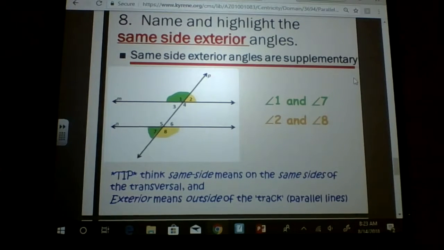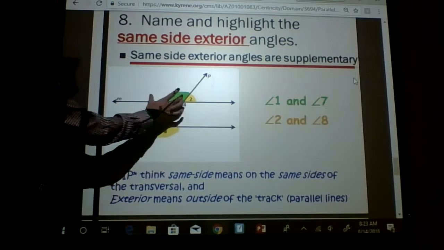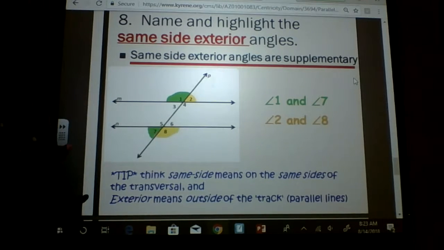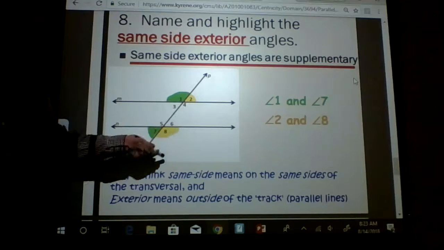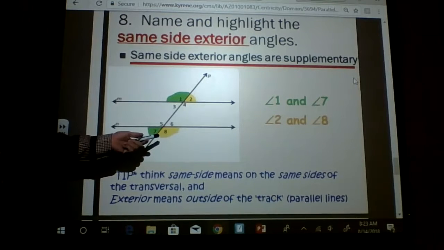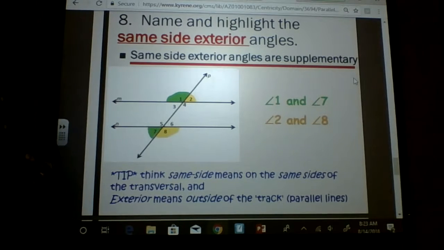Okay. And now we got same side exterior. So now we're just looking at the outside parts. And basically the same thing happens here. 2 and 8 are same side exterior. 1 and 7 are same side exterior. And they're not congruent, but just like the interior ones, they are supplementary.